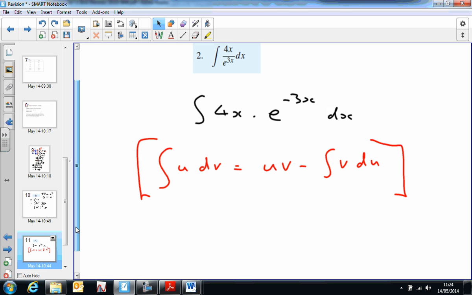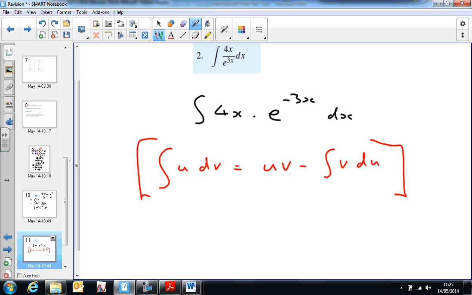It tells us that I divide my original integral into two parts. I'm going to call one part u and one part dv. I've got two parts here, the 4x and the e to the minus 3x. And then whatever I call u, I'm going to differentiate because I need du here. Whatever I call dv, I need to integrate because I need v there. So it's a case of deciding which bit to call u and which bit to call dv.